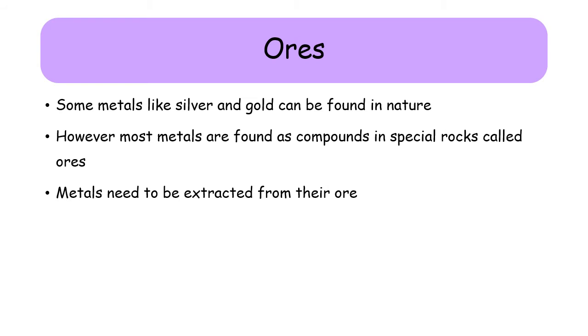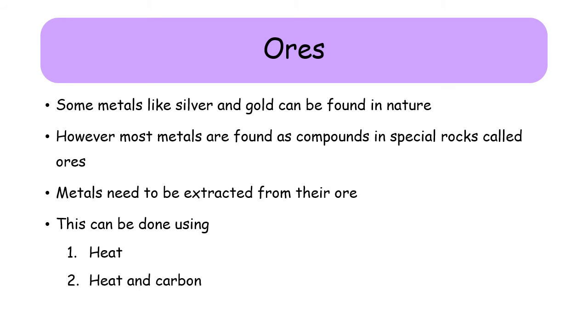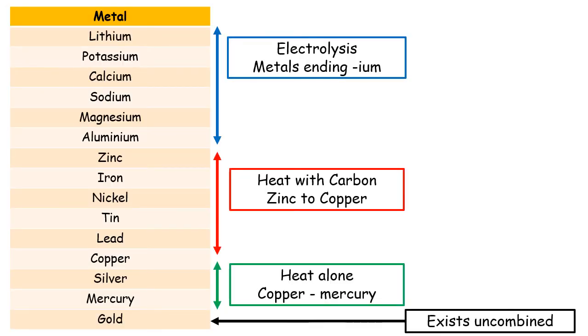Metals need to be extracted from their ore, and there are three methods. You can use heat on its own, you can use heat and carbon, or you can use electricity to extract the metal. If you use electricity, that process is called electrolysis. Now, this list of metals should be familiar, and on this we can see how to extract different metals. Gold, as we said, exists on its own, so we do not need to extract it.